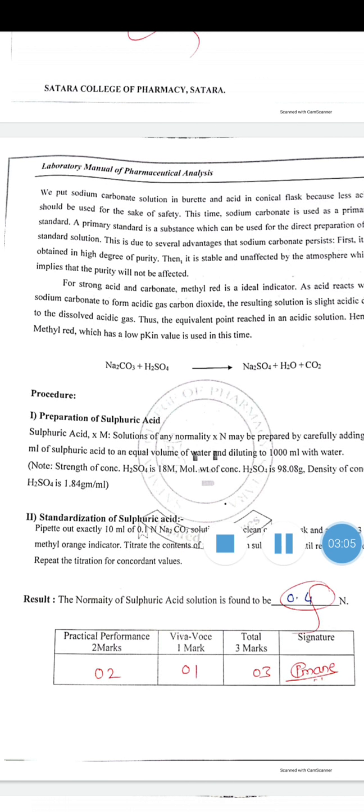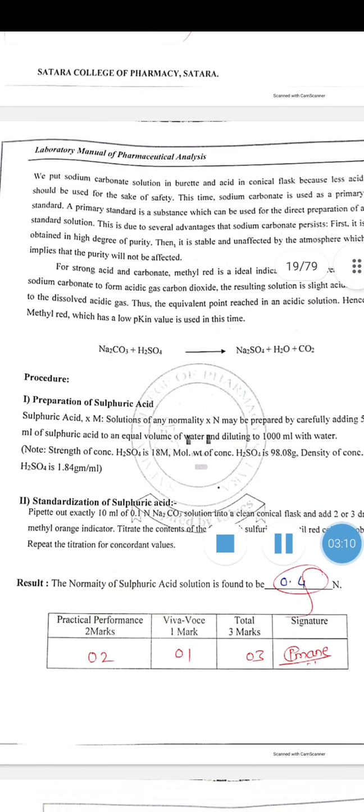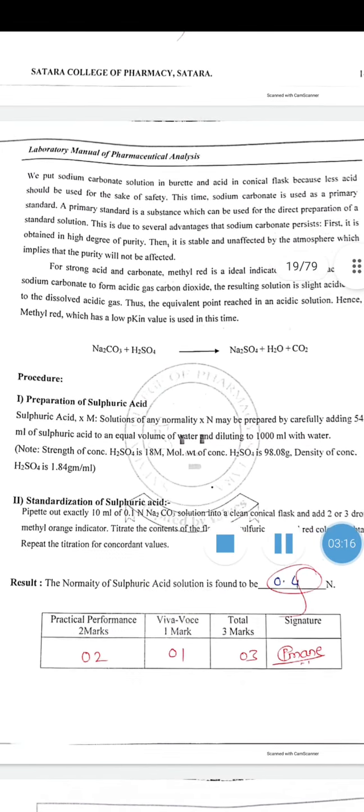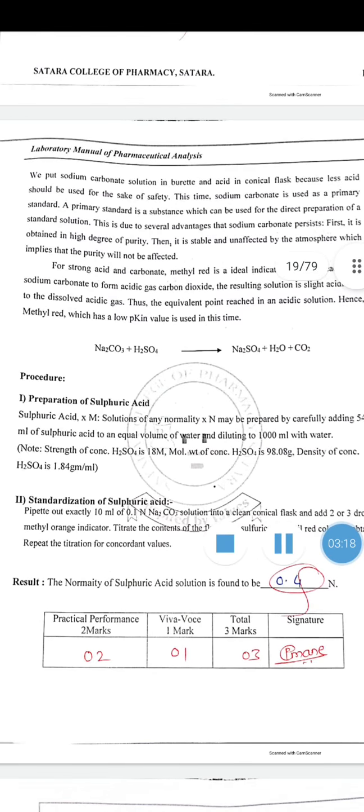Then, preparation of sulfuric acid. Prepare sulfuric acid of any normality by adding 54 ml of sulfuric acid to an equal volume of water and diluting to 1000 ml with water.